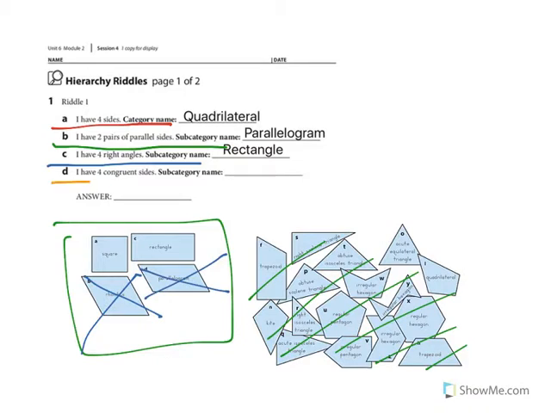So let's take a look at the last clue. I have 4 congruent sides. What would the subcategory for that shape be called? That would indeed be my square. So I cross off my rectangle, and then I have found my answer. My answer is shape A, square. So I would write down shape A, square, in my answer box, and then I would move on to my next riddle.